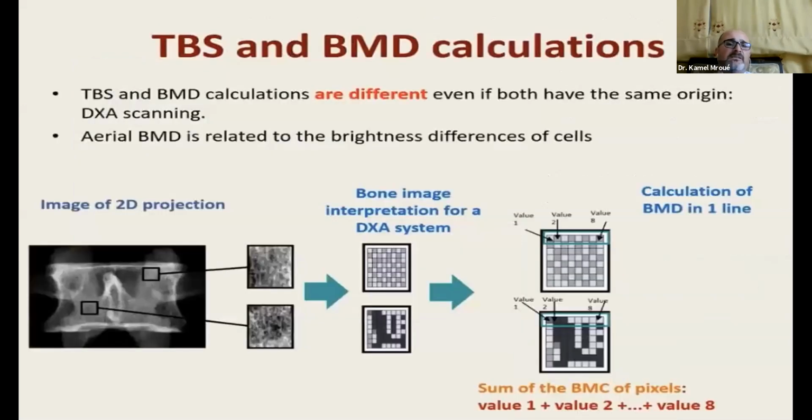In the DEXA machines that we all know, these small squares of bone, 2D photos are translated into pixels, like the chessboard we are seeing, with different brightening squares. The gray squares are bone, I think. The white are, I think, nothing, and the black are air or vacuum.